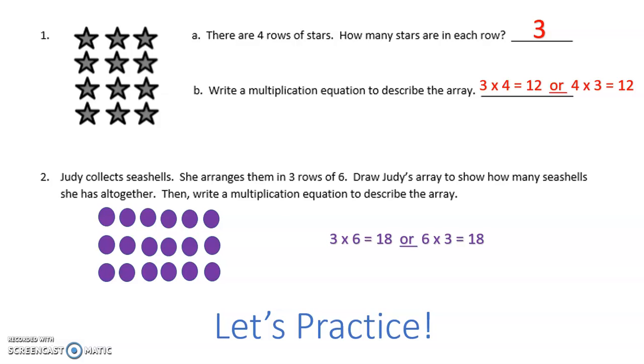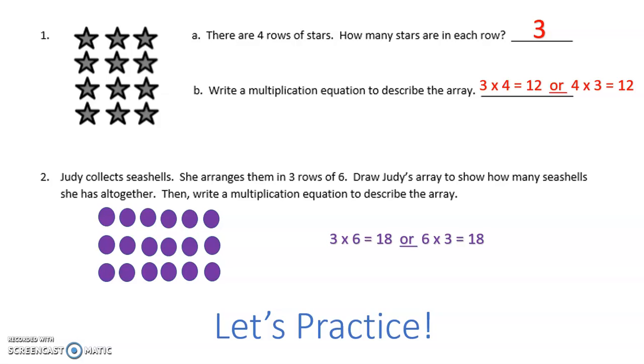The first one has some stars on it. Question A says, there are 4 rows of stars. Count your rows. 1, 2, 3, 4. Thumbs up for that. You did a great job. Now, how many stars are in each row? Yes, there are 3. There are 3 stars in each row.